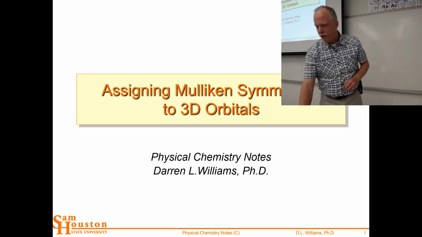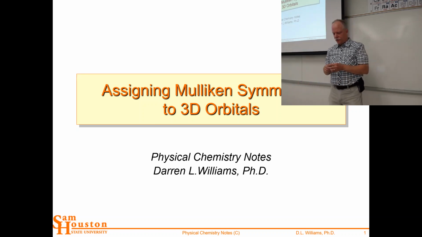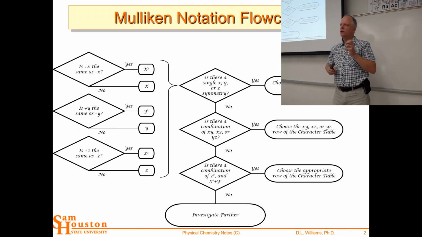Okay, so last time we talked about assigning Mulliken symmetries. We looked at some arrows and some molecular orbital diagrams. Not really diagrams, but just sort of snapshots of a molecular orbital on a molecule. We'll do some more practice. We'll do all of the ones in water. This was something you needed to do or at least look at and understand for the lab.